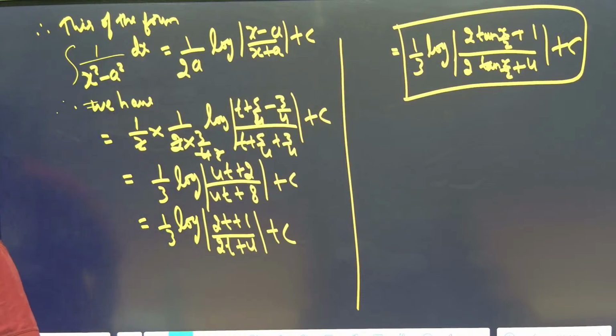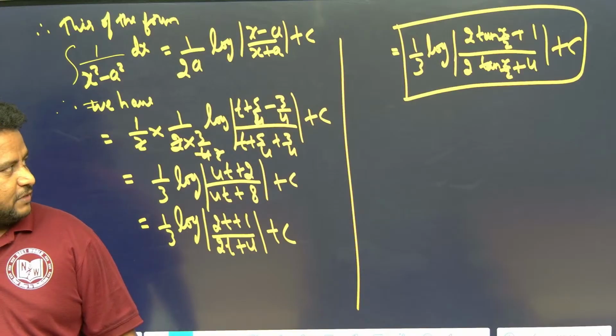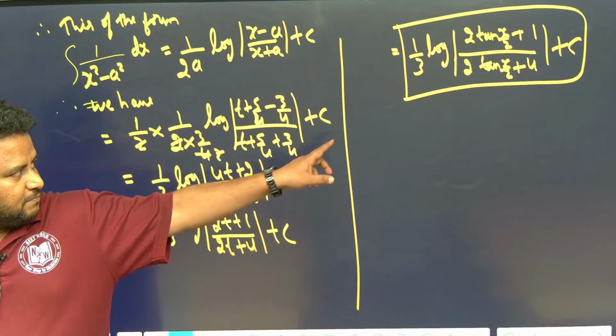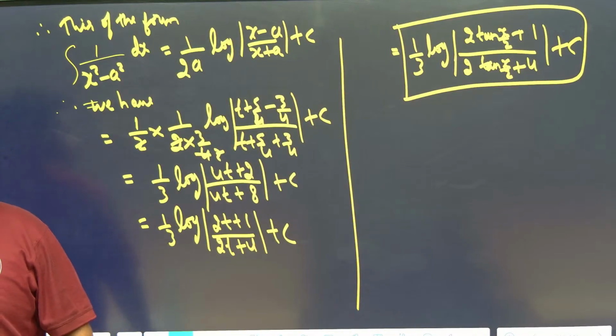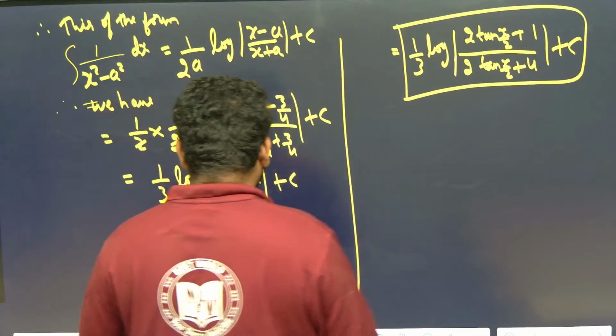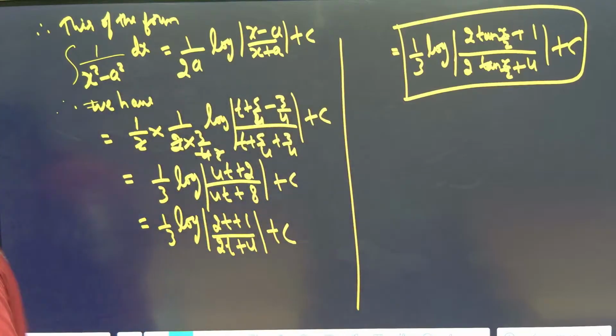I hope it is clear. This is the way you have to solve this question. 1 by 3 log of (2 times tan x by 2 plus 1) divided by (2 times tan x by 2 plus 4), plus c. This is the answer for this question. If I take 2 outside, this is correct.